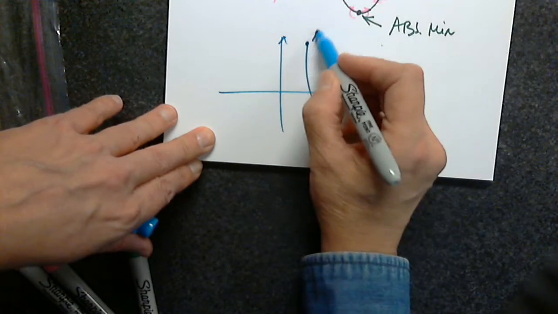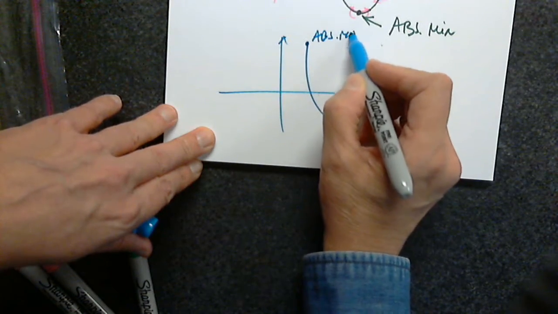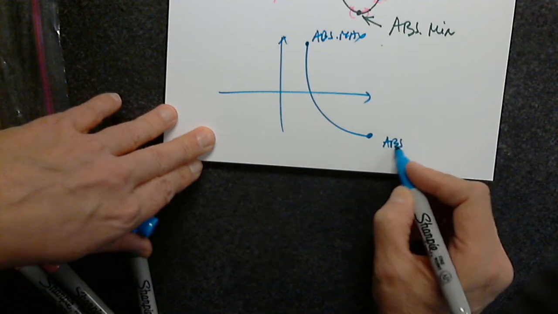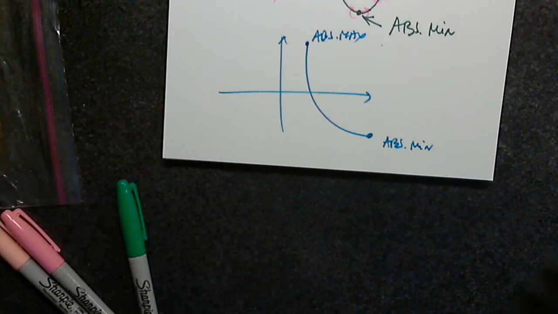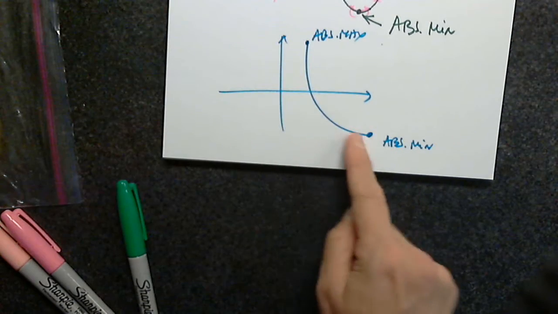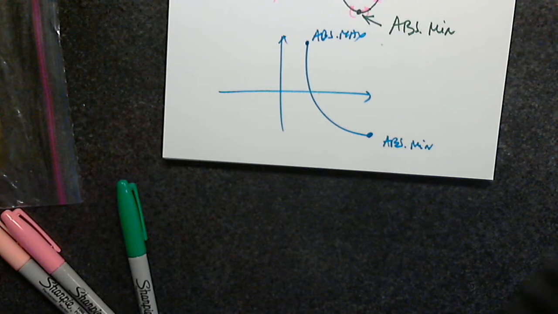This function has an absolute max and has an absolute min. But it does not have a local max and it does not have a local min at all, because here I cannot show the open interval and here I cannot show the open interval. So at the endpoints of the interval, the function can have absolutes, but it cannot have local. Very good question.